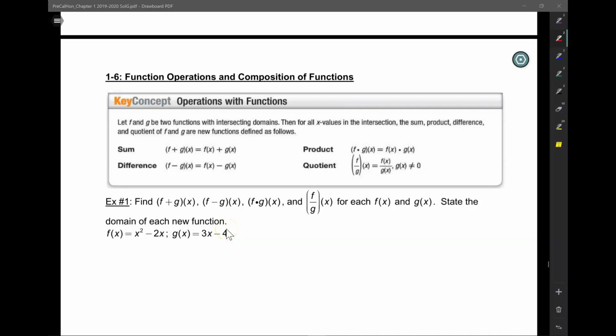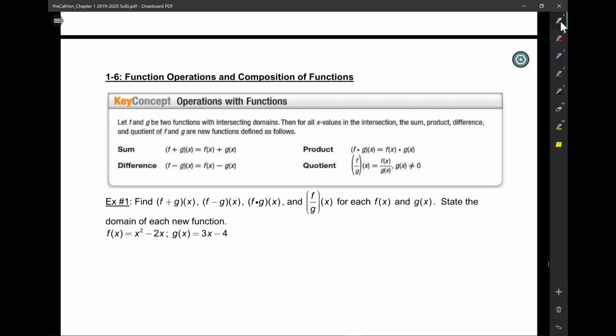Not there today, but we are going to be talking about operations, functions of operations, and composition of functions. So let's go ahead and get started. A lot of this is going to be review from Algebra 2. So let's go ahead and get into it.